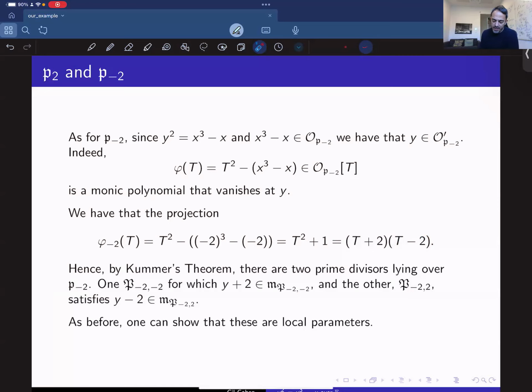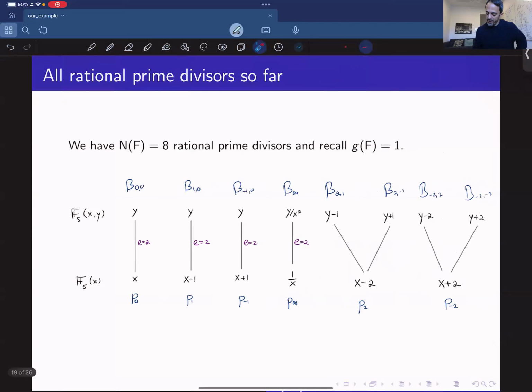And you can show again that y plus 2 and y minus 2, which the theorem tells you are in the corresponding maximal ideals, actually are local parameters by the same calculation. So that's why in this picture, you have p minus 2 here with its local parameter, and you have these two prime divisors above it with these corresponding local parameters.